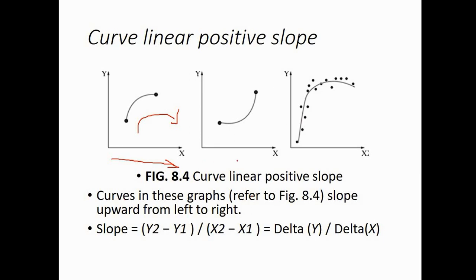All the curves in the shown slide are curvilinear positive slopes only. The slope will be in the upward direction from left to right. Only the slope value varies, but they are all positive slopes. All the slopes are in the upward direction from left to right.